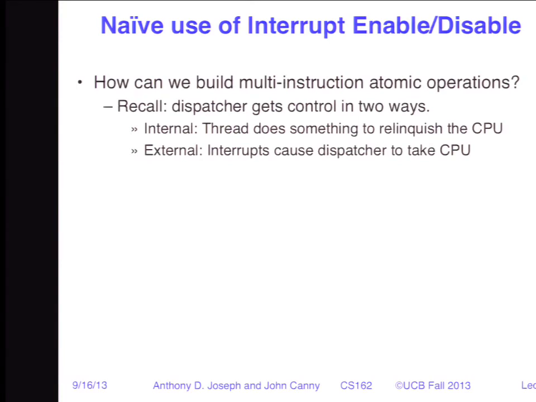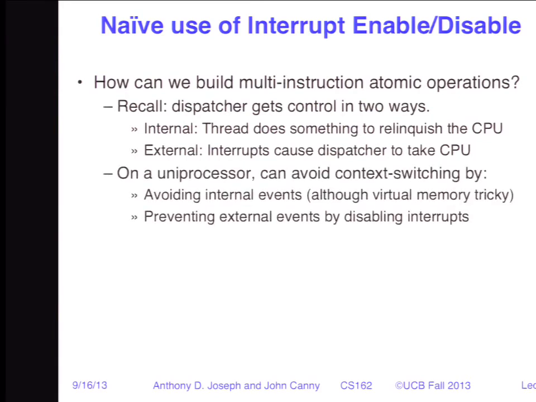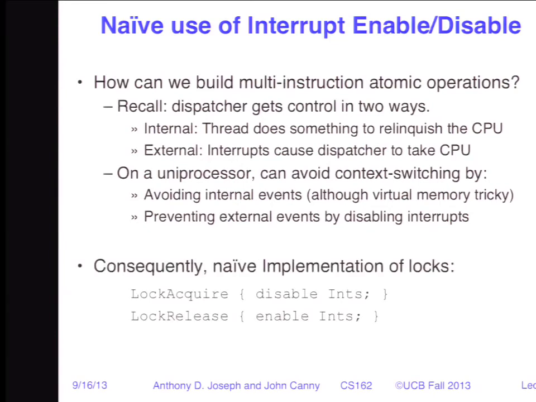So we can avoid doing the things that would cause us to internally give up control, and we can disable interrupts to prevent external events. Now, we're going to see later on in the semester when we talk about virtual memory that avoiding internal events gets really complicated, but don't worry about that for now. Let's assume we don't have virtual memory. So we can disable interrupts, and that'll cause us no longer to be preempted by an interrupt coming in, either a timer interrupt occurring or some other asynchronous event occurring. So a naive implementation of locks is simply when we want to acquire a lock, we disable interrupts. When we want to release the lock, we enable interrupts.